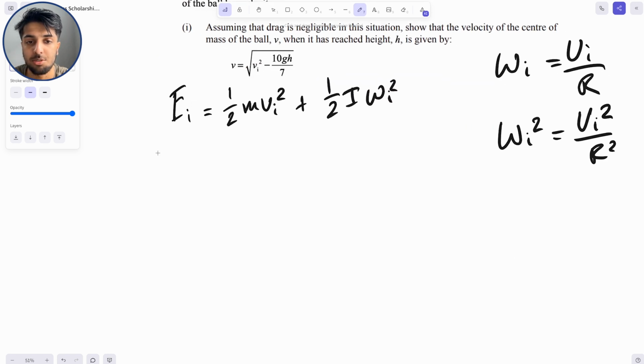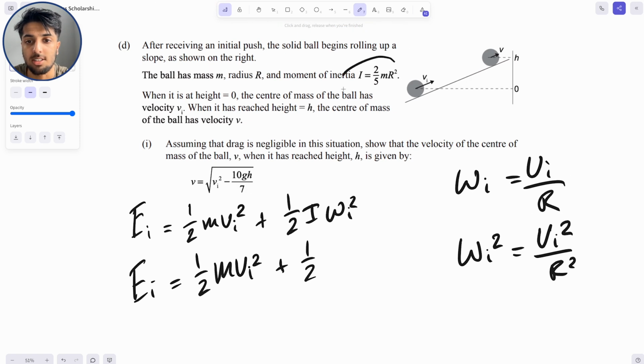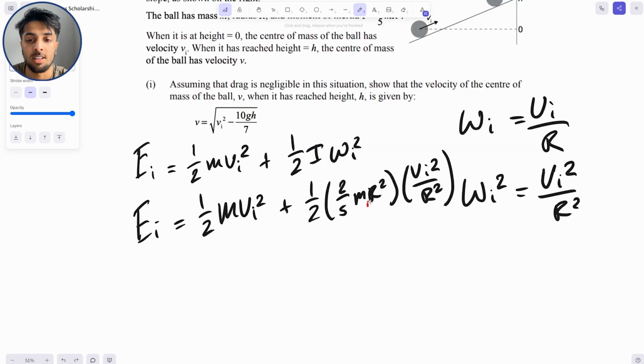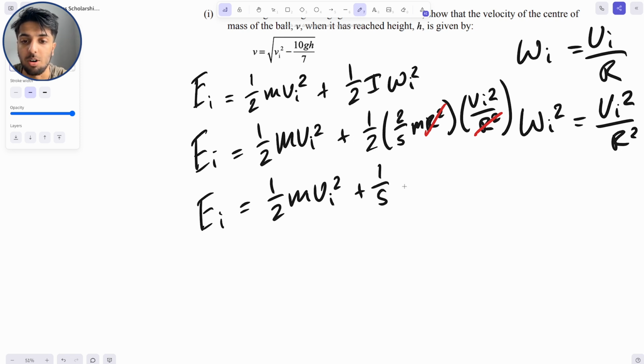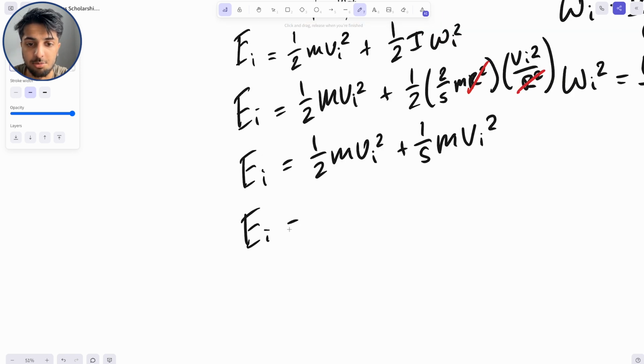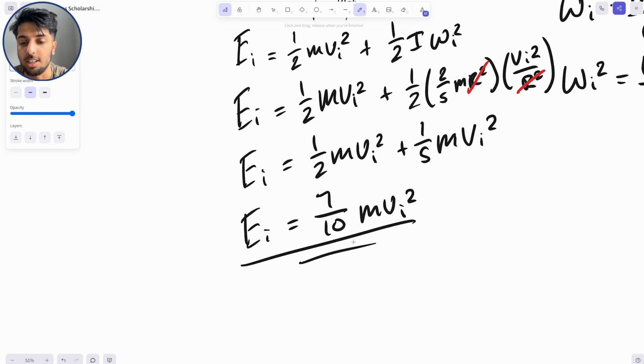And so we can make that substitution: equal to half mvi squared plus half I, which in this case is given to us right here. So that is 2 over 5 mr squared, all times vi squared over r squared. Now these two r's cancel out and we are left with energy initially equal to half mvi squared plus 1 over 2 times 2 over 5, which is 1 over 5, times mvi squared. And adding these two together, we get 7 over 10 mvi squared as our initial energy.